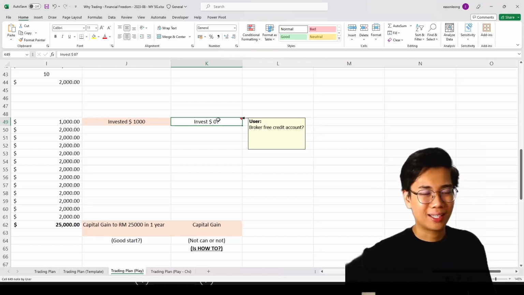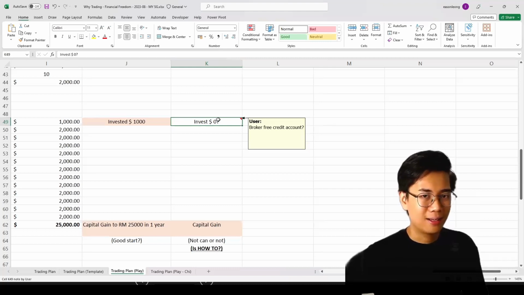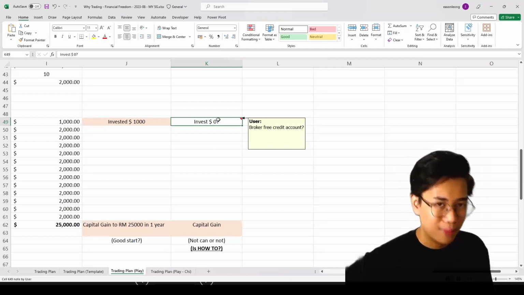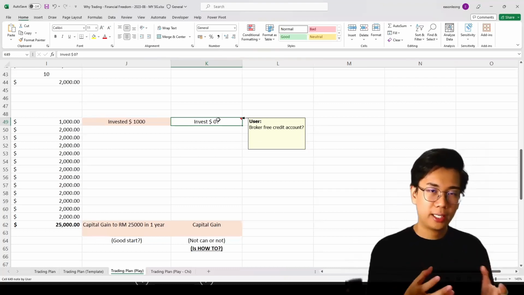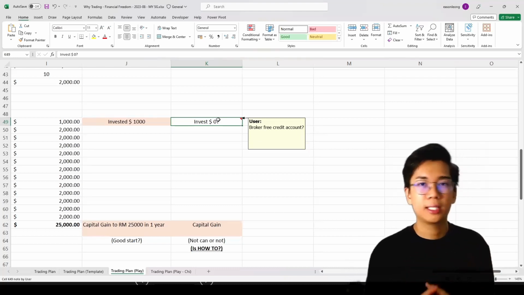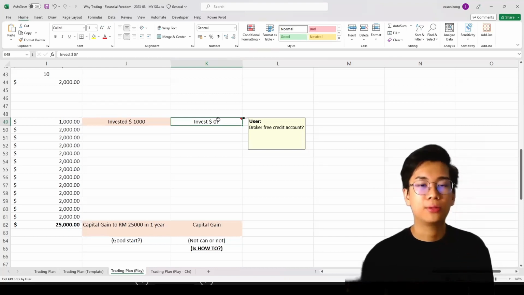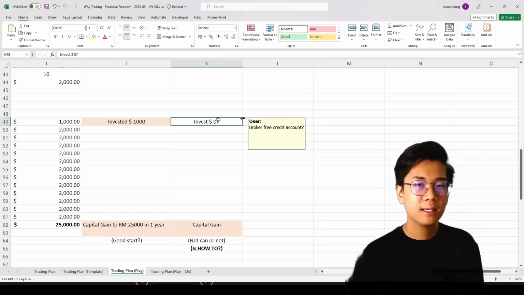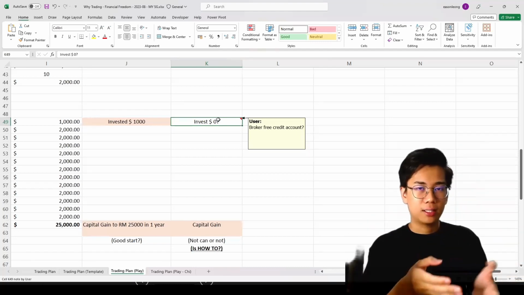Broker free credit account. Now, this is a bonus in the market. What does this thing mean? When you are trading in a broker, let's say that you are a new user, they will provide you with free capital to trade. Meaning, if you invested $100, they will give you $100.